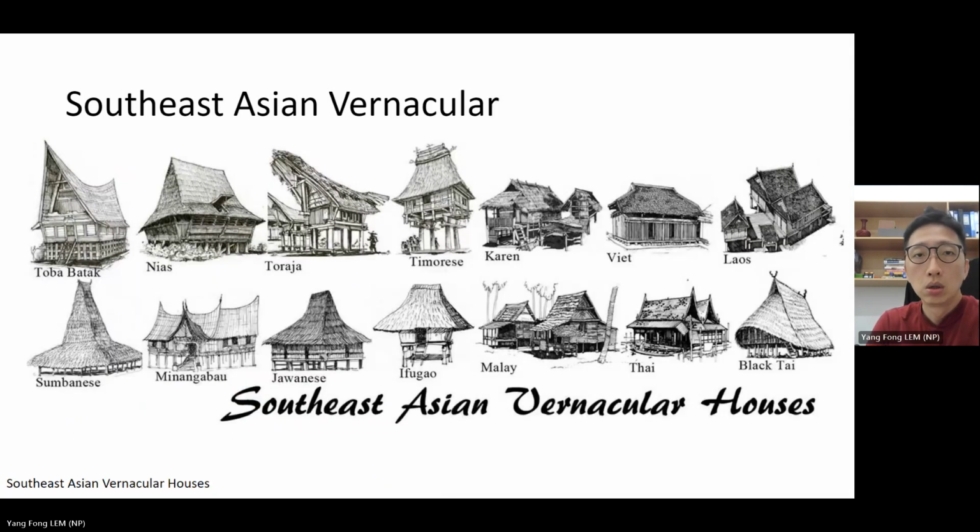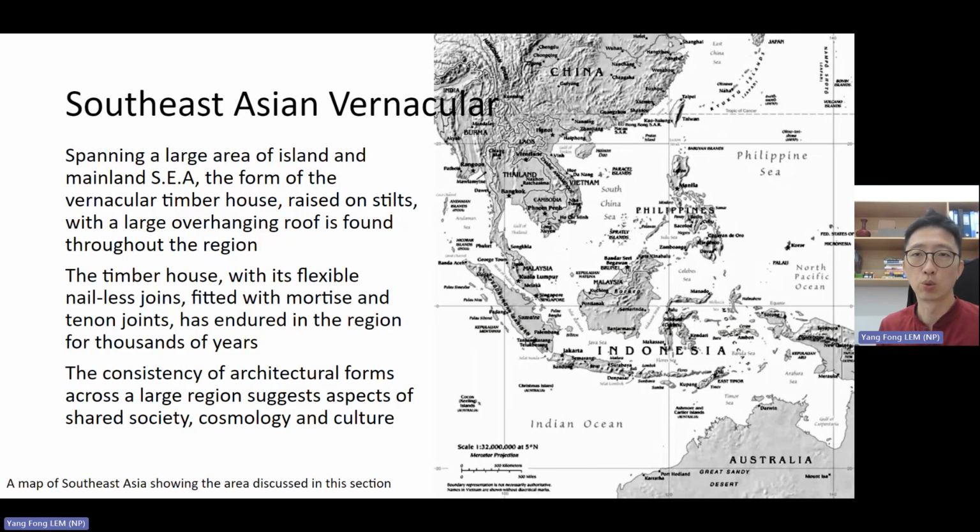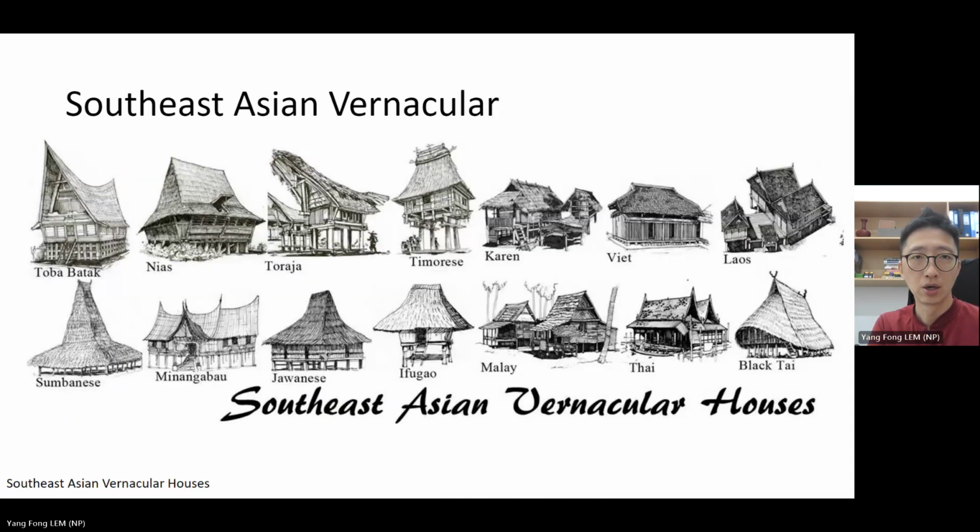Okay, so just look at the form of the Southeast Asian vernacular houses. Quite interesting, because if you trace back history, this is a network of islands. If you look at this map, it's a network of islands connected by water bodies. So how do you travel from one landmass to the other? Using ships. Okay, I'm just giving an example to illustrate.